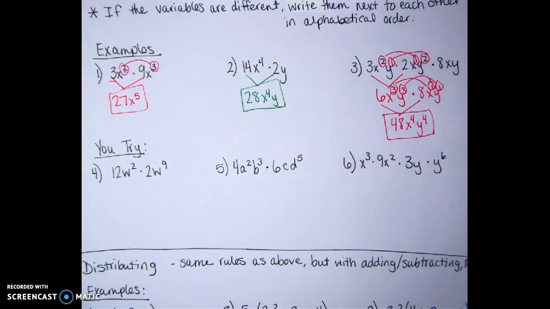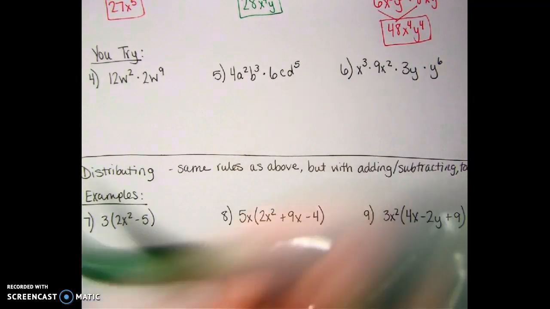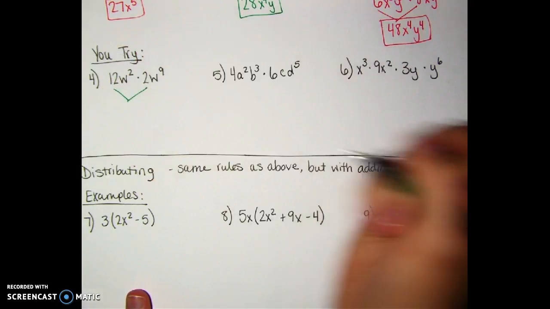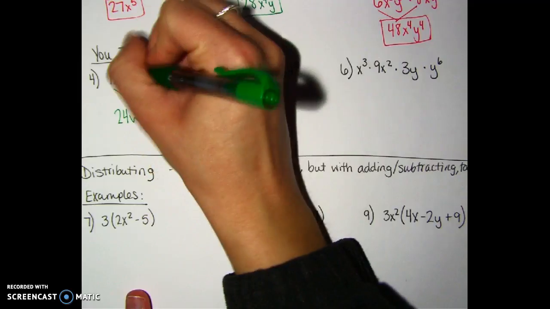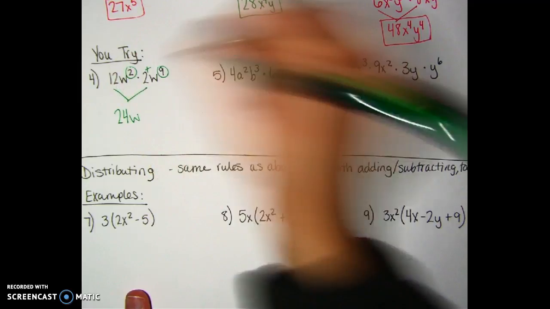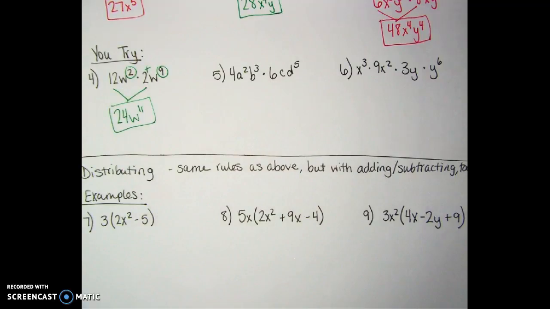Okay, let's go over 4 through 6. I'm going to multiply 12 times 2. That's 24. They both have w's. So 2 plus 9 is 11. Hopefully you got that one right. If you get any of these wrong and you have any questions, raise your hand. I'll come over to you, or you can come over to me, whichever.